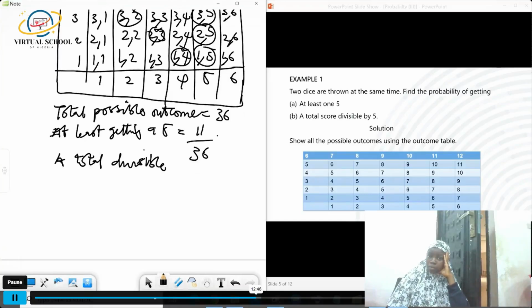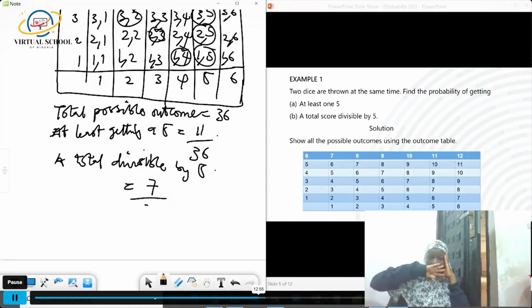divisible by 5. So we are having what? 7 possible outcomes. That is 7 over our what? Total possible outcome, which is still what? 36. That is 7 over 36. Now, this is how to use your outcome table to determine the probability of combined events.